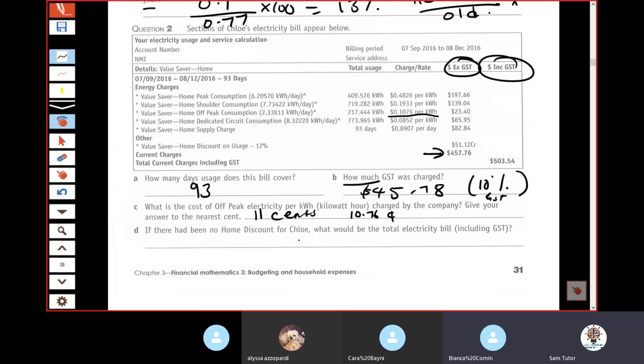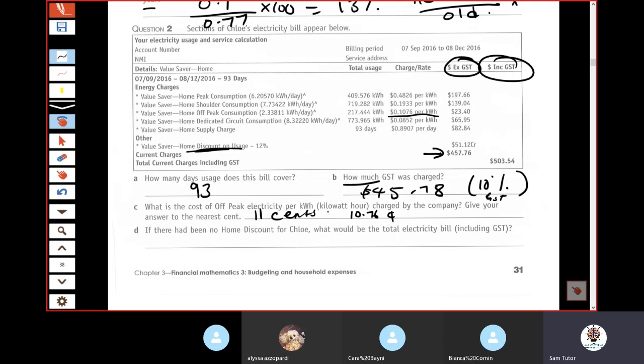If there had been no home discount for Chloe, what would be the whole electricity price? Okay, well, she got a discount of $51.12, and then the amount became this. If she didn't receive a discount, you've got to add it on top, right? Yeah.